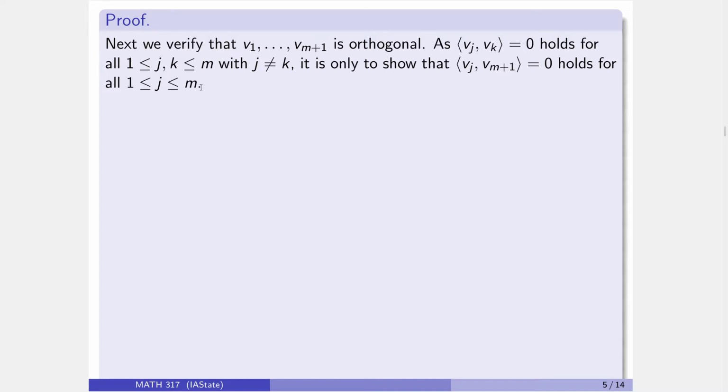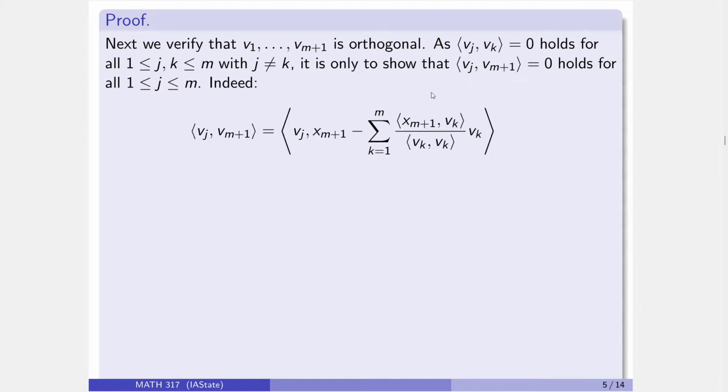That's good for every j less than m, because obviously we need the indices to be different, right? And we already know that every other possible combo zeroes out. So I just need to see how Vm+1 is going to interact when we add it to the list. All right, so we're going to look at the inner product of Vj and Vm+1.